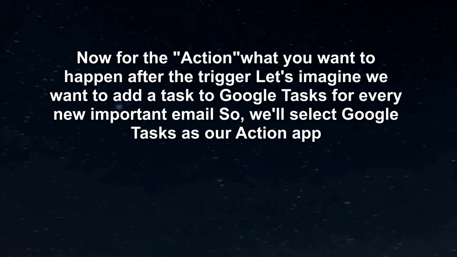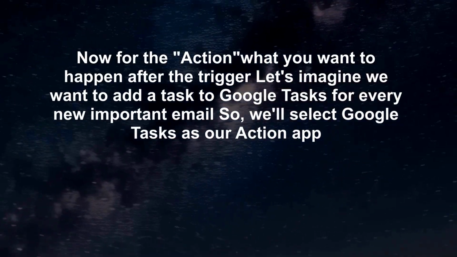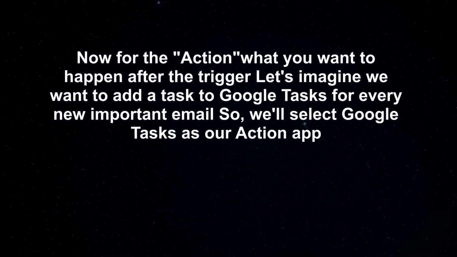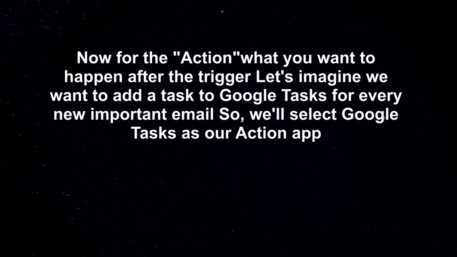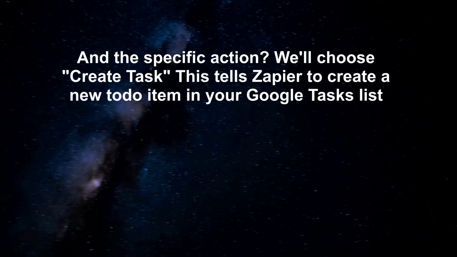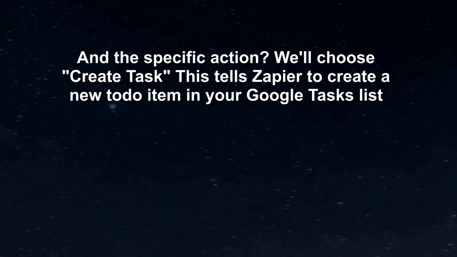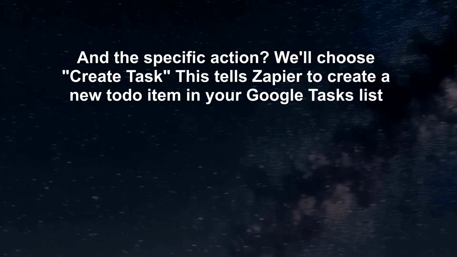Now for the action. What you want to happen after the trigger. Let's imagine we want to add a task to Google Tasks for every new important email, so we'll select Google Tasks as our action app. And the specific action, we'll choose Create Task. This tells Zapier to create a new to-do item in your Google Tasks list.